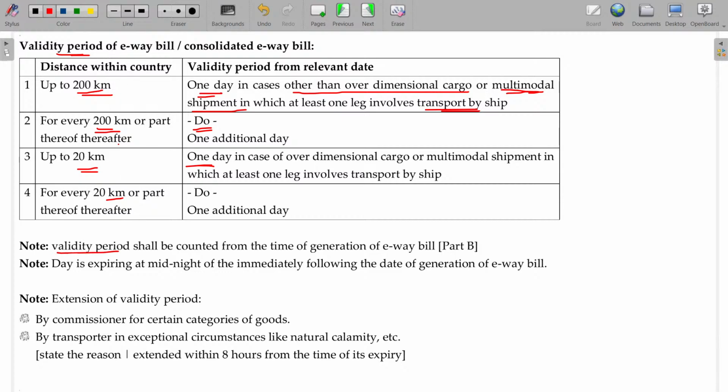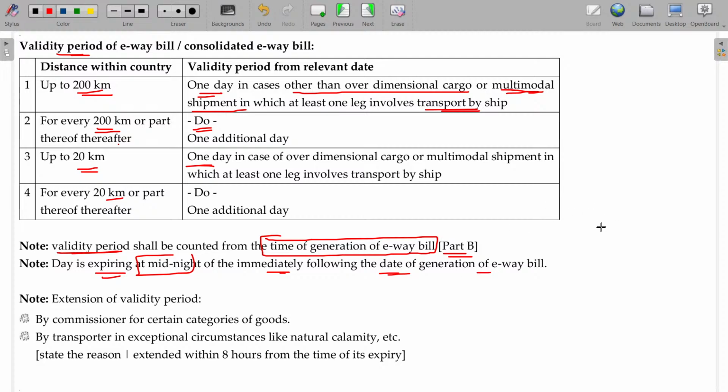The validity period shall be counted from the time of generation of the e-way bill. It means Part B, not Part A. In Part B only you are updating your vehicle details. The moment you update it, from there 24 hours will start counting. The day expires at midnight of the immediately following day of the generation of the bill.